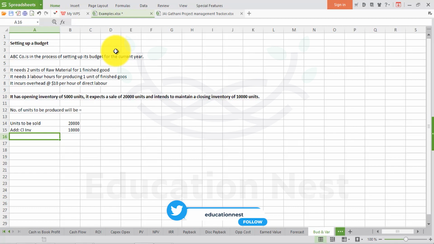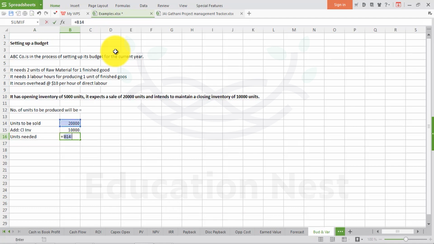So this gives you units needed, less the opening inventory, because you already have some units in place. That gives you your units to be produced: 25,000 units. Now you know the amount of goods you need to produce, and you can create your entire budget.